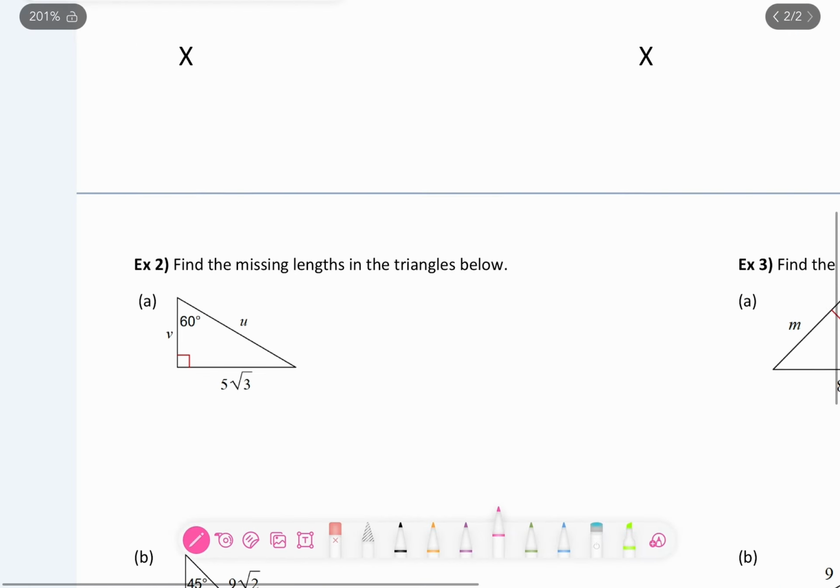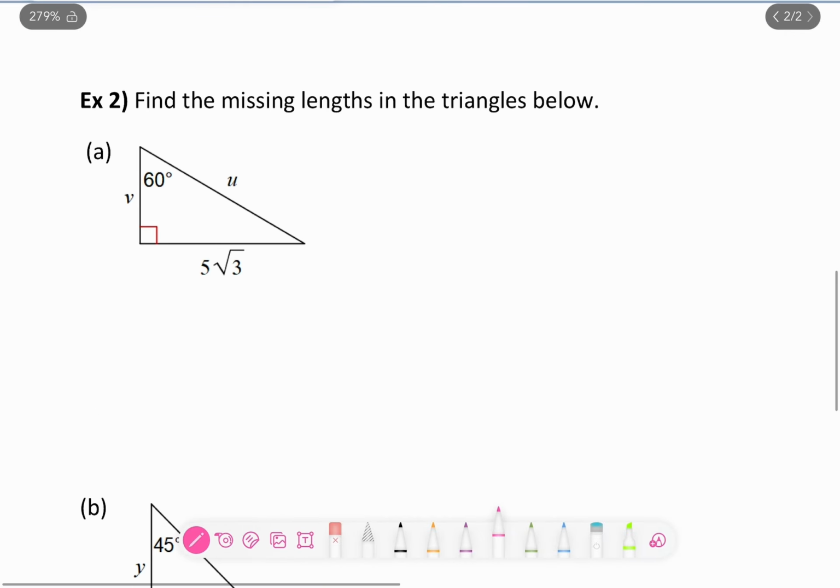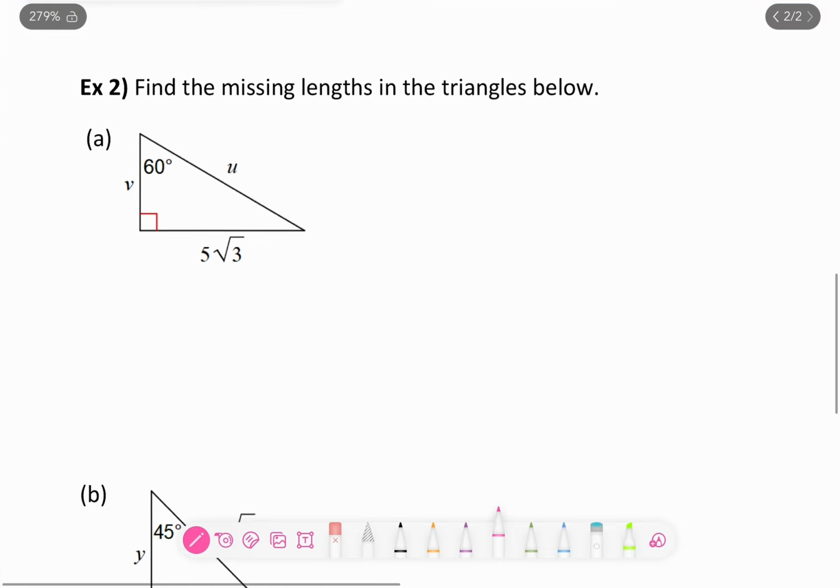So for example 2, find the missing lengths in the triangles below. We're going to start with some fairly simple problems here. Okay, so looking at example 2A, what I'm going to notice is that it gives us one leg that's 5 square root 3, and we're looking for 2 other values. So I'm just going to fill in the missing angle first.